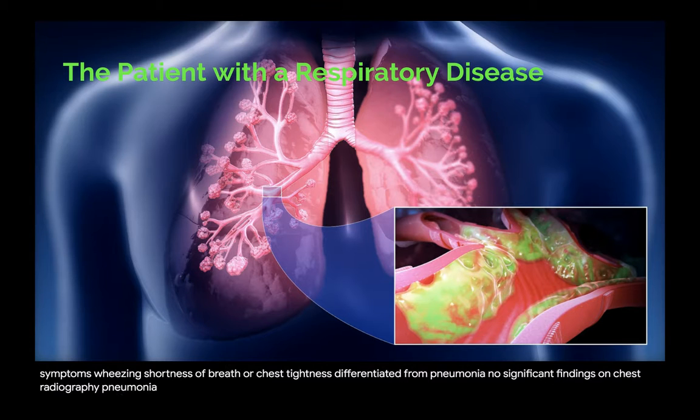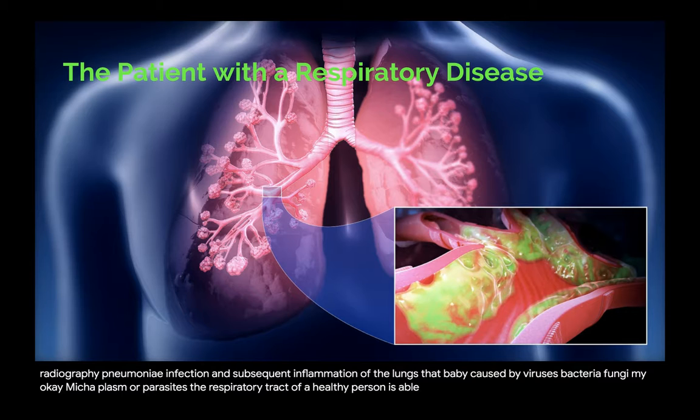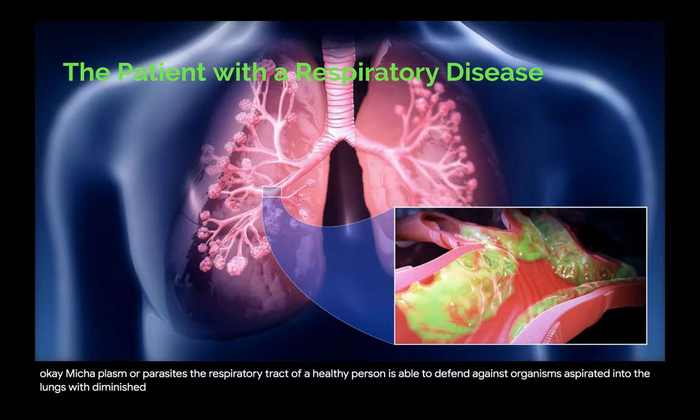Pneumonia, an infection and subsequent inflammation of the lungs that may be caused by virus, bacteria, fungi, mycoplasma, or parasites. The respiratory tract of a healthy person is able to defend against organisms aspirated into the lungs. With diminished salivary flow, decreased cough reflex, swallowing disorders, poor ability to perform good oral hygiene, or other physical disability, there is an increased risk of aspiration and respiratory infection.